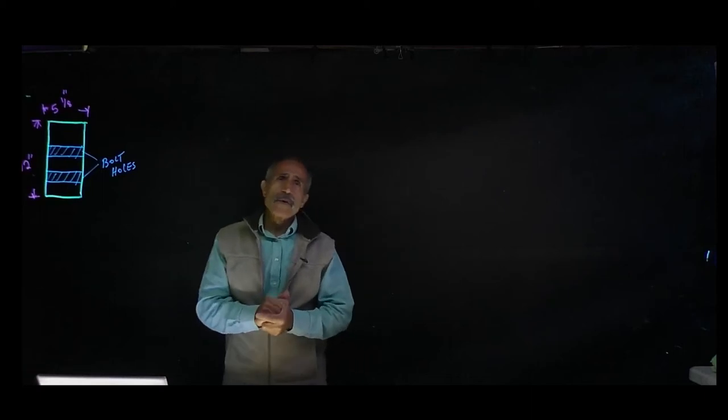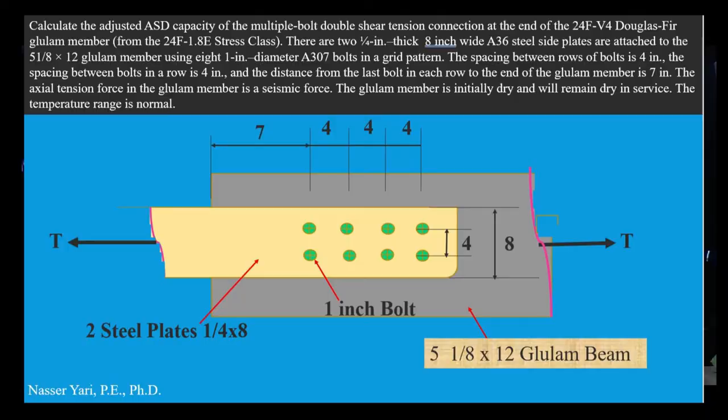In this lecture we want to talk about what we have on the board. Basically, we want to find the design capacity. This is a situation we have, which is a double shear bolt connection, and with the way the bolt pattern is, also the capacity of the bolt, the plate, and the glulam itself.